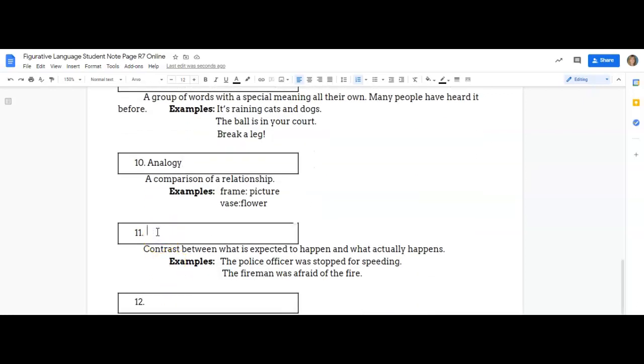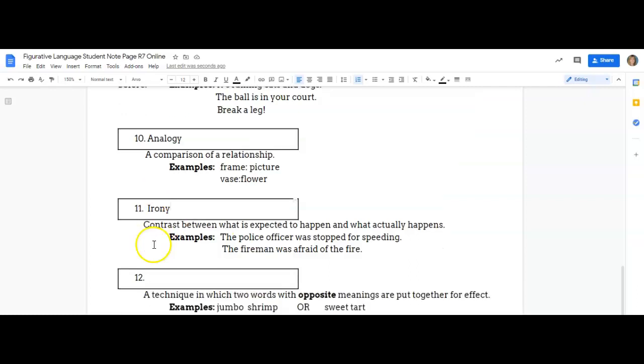Number 11 is irony. And this is a contrast between what is expected to happen and what actually happens. Some real-life examples: a police officer getting stopped for speeding. That's ironic because you would expect a police officer to follow the rules of the road, or a fireman being afraid of fire. You expect them to be brave. A teacher that were to fail a test, that's all the unexpected.